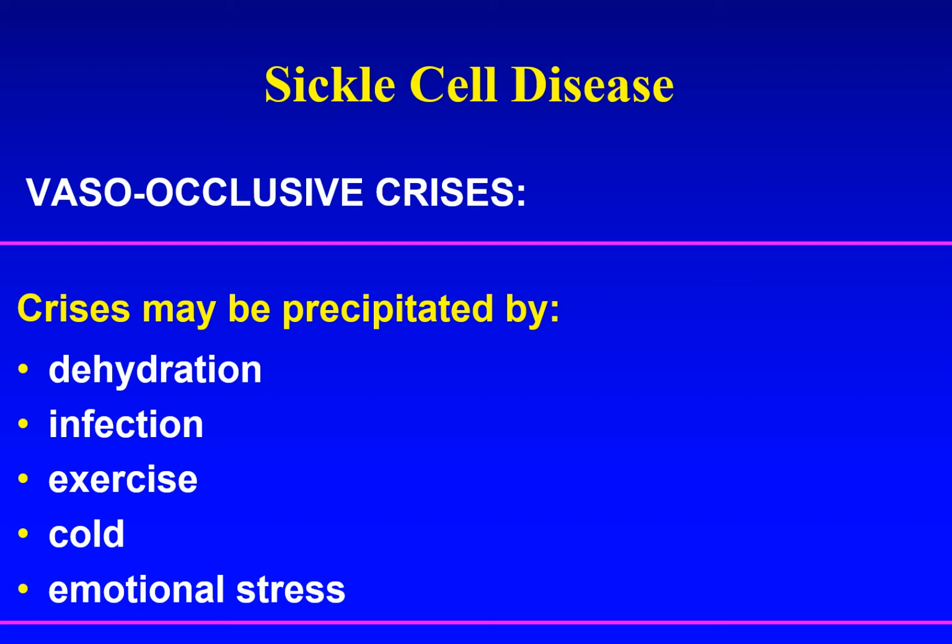Vaso-occlusive crises can occur without any precipitant, but they can also occur due to dehydration, infection, exercise and cold, and emotional stress. So probably around 50% of children who present with a painful crisis may have had one of these events.